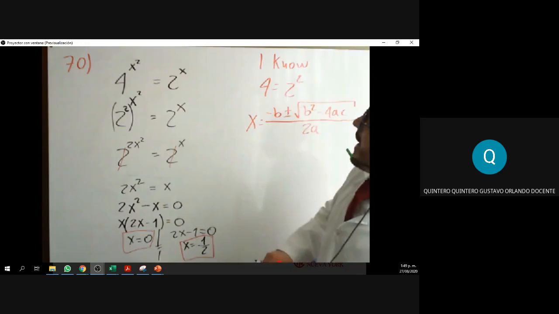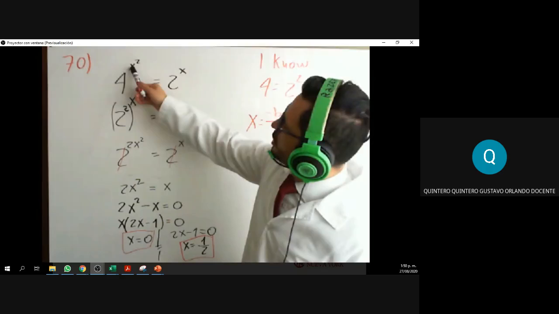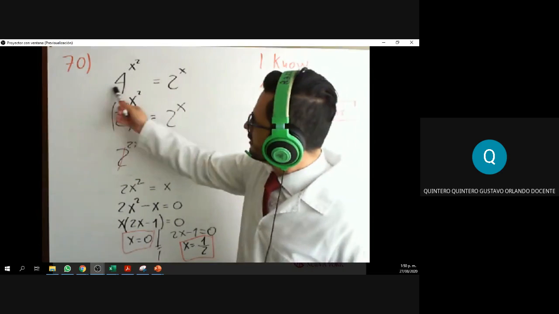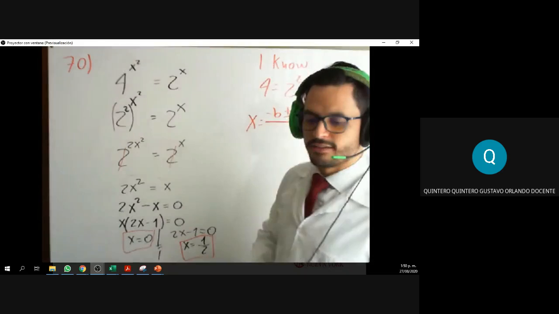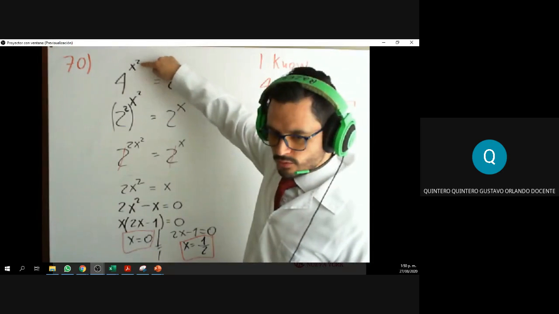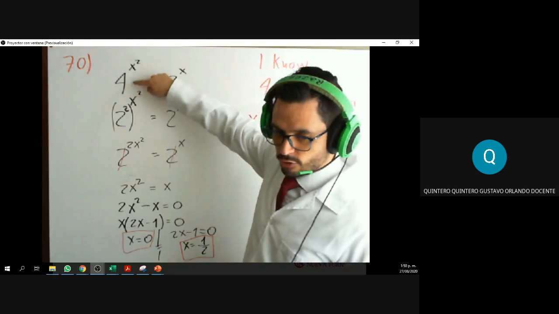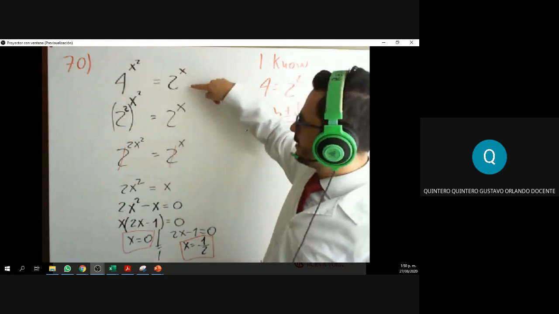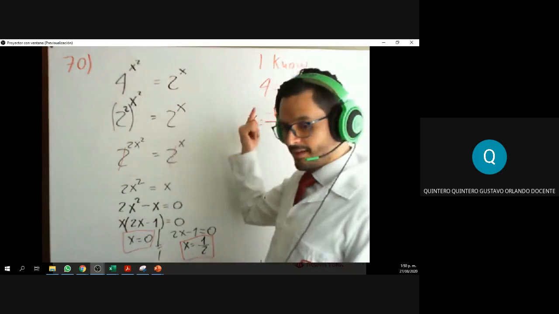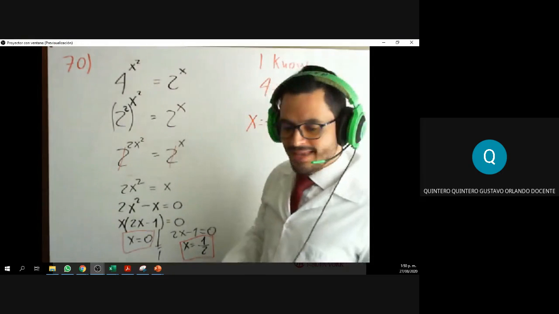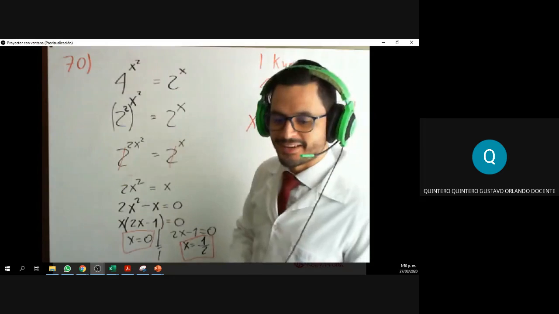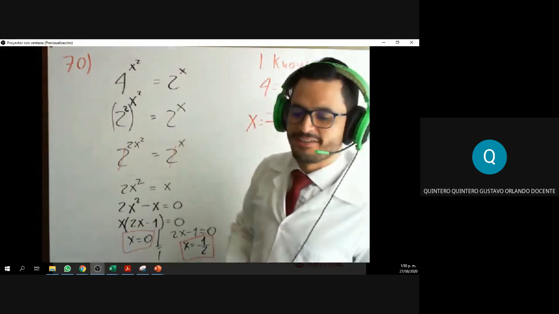So let's take it back. What are the values for x that I have to put over here so that everything to the left is the same as everything to the right? There are two solutions. One is 0. 0 to the 2 is 0, so 4 to the 0 is 1. And here it is 2 to the 0, so 1 as well. 1 and 1. And the other one is 1/2. I'm not going to do it with 1/2 because that's going to take a lot of time, but if you try it, it's going to give you the same.